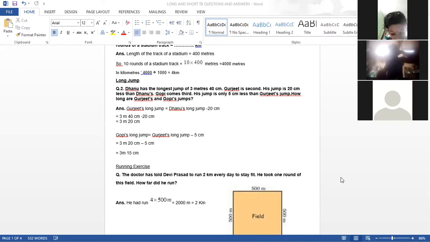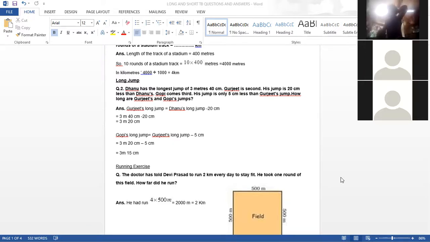So 3 meters 40 is the first prize, then 3 meters 40 minus 20. The meters stay as they are, and there is a centimeter difference. 40 centimeters minus 20 centimeters will be 20 centimeters. This is the distance Gurjeet covered.